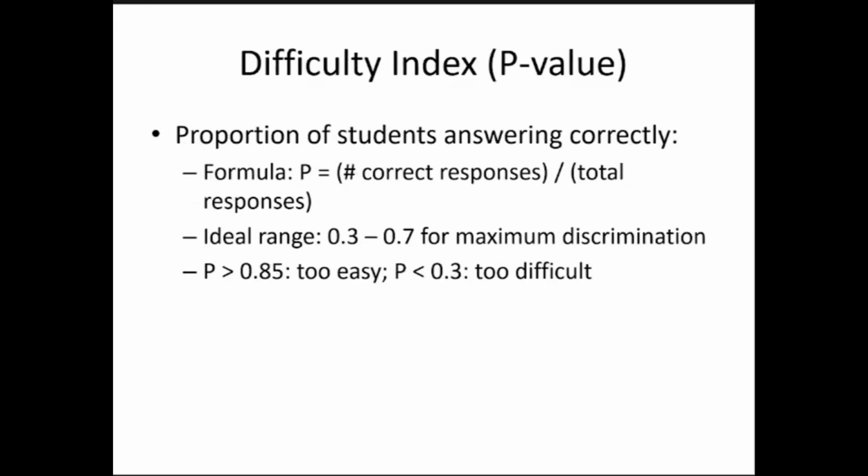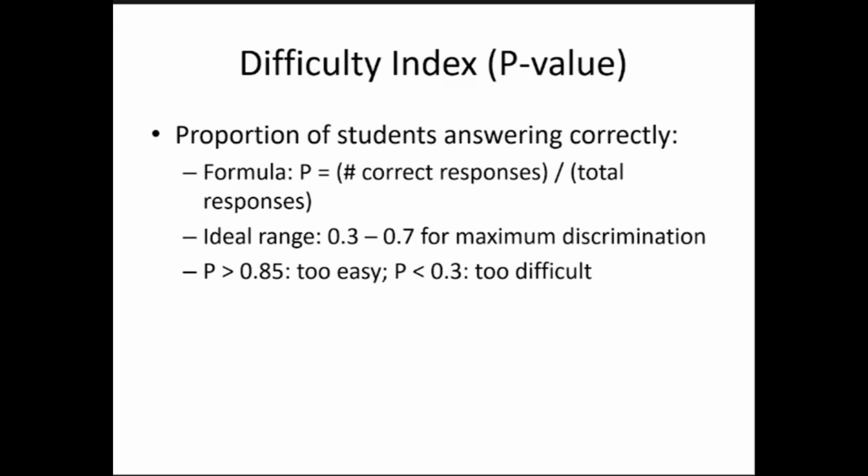The first is difficulty index. Difficulty index is also known as the p-value. It represents the proportion of the students that have answered correctly, and we'll discuss the ideal range and how to interpret it as being too easy or too difficult. The proportion of students that have answered correctly divided by the total responses is the calculated p-value.